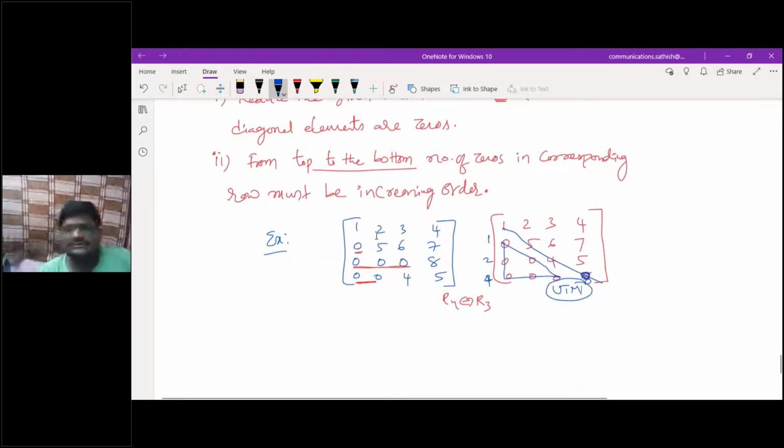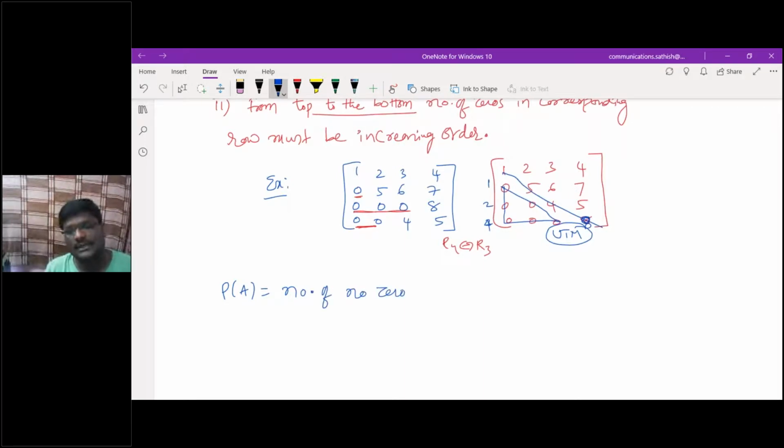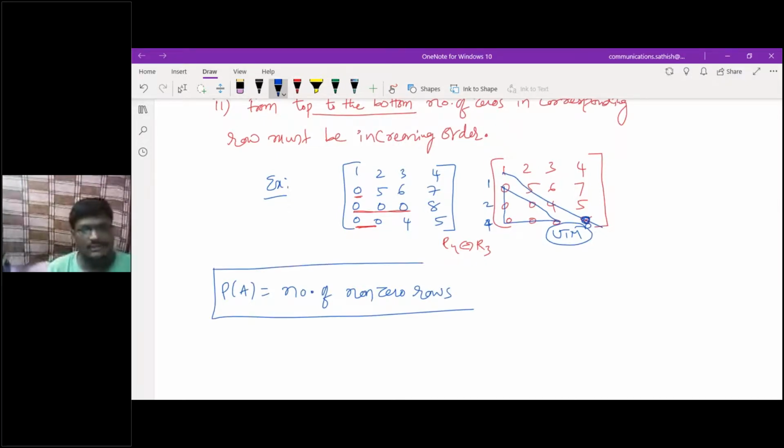Clear? Then from this approach, what is the rank of the given matrix? The rank is the number of non-zero rows. Number of non-zero rows. Then what is a zero row and non-zero rows? You can mention zero row. What is a zero row?